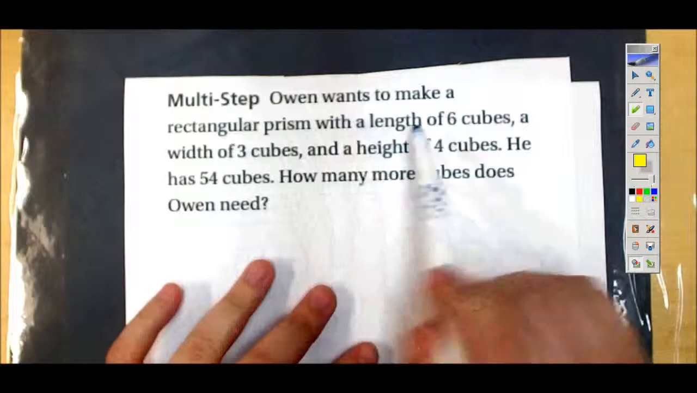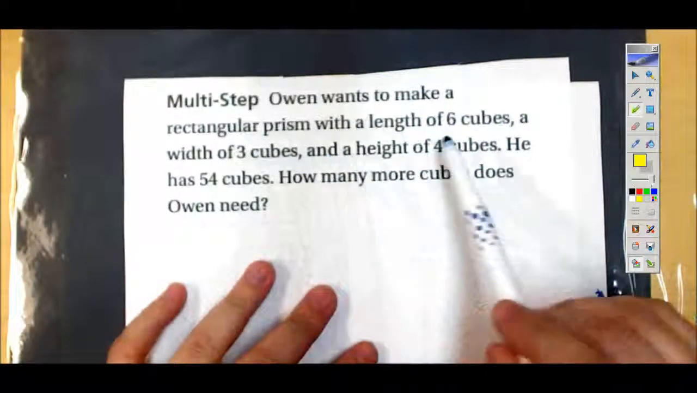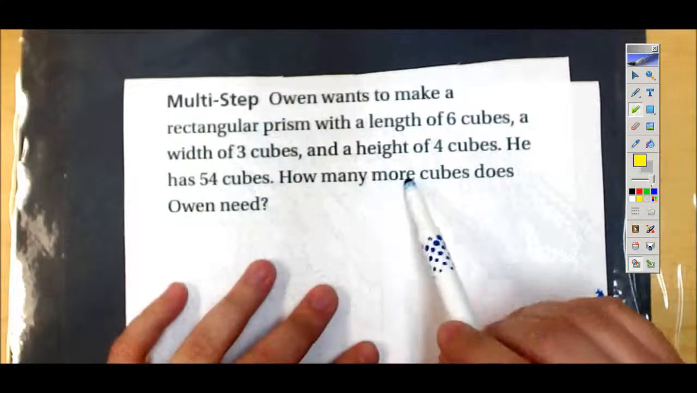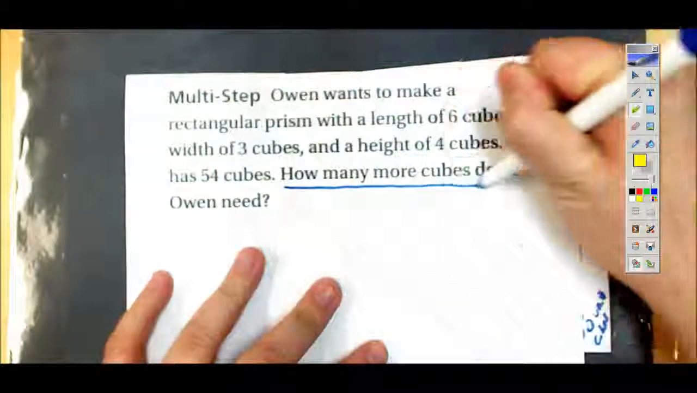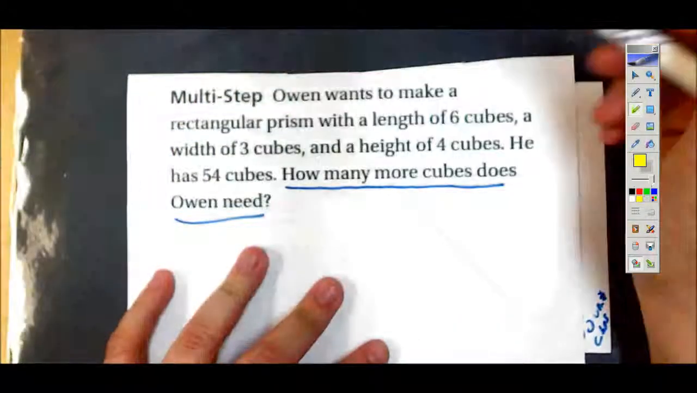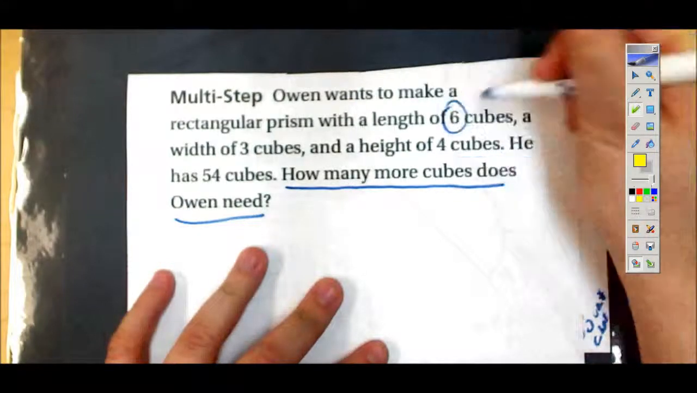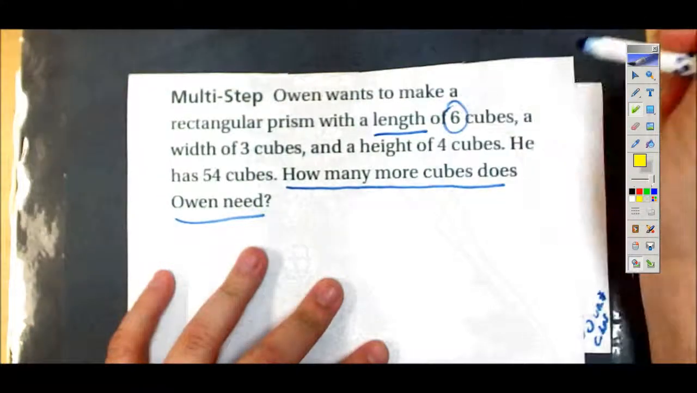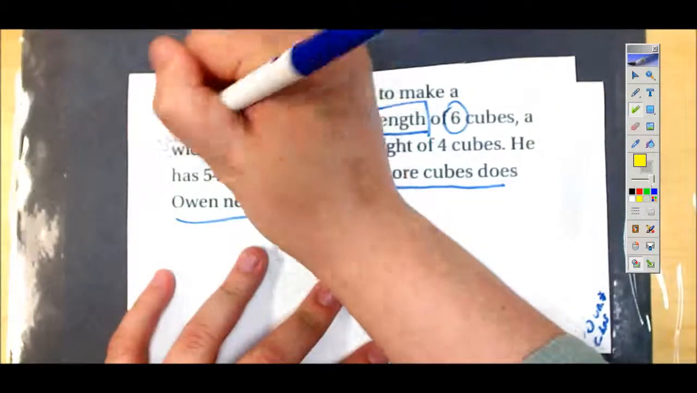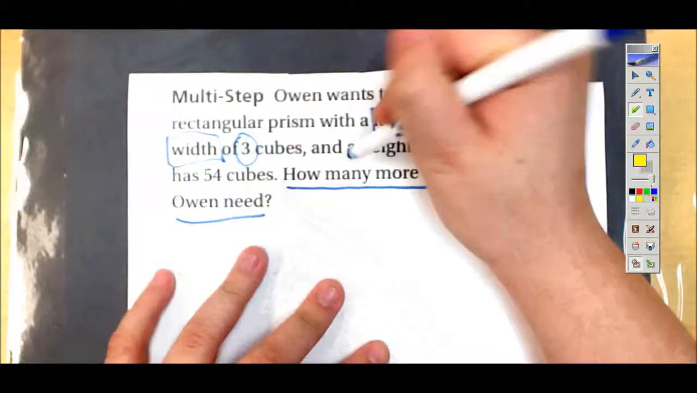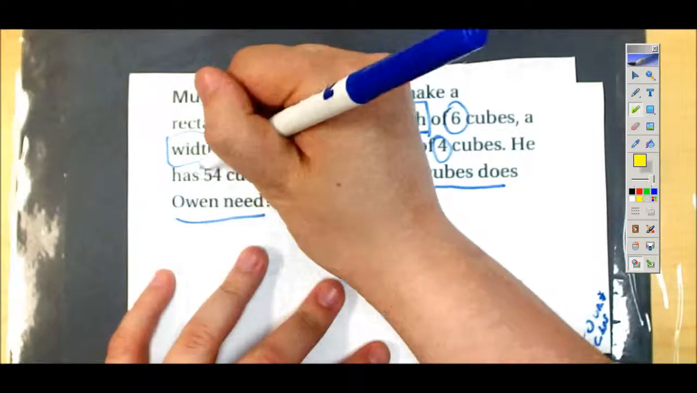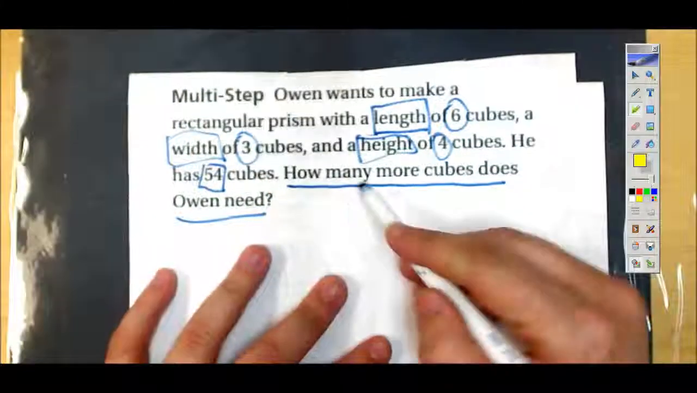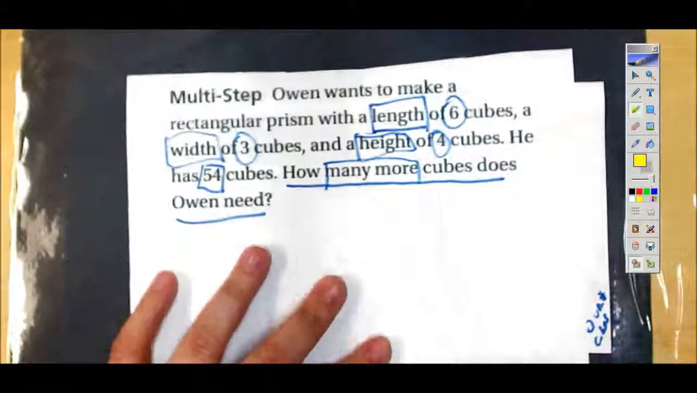Okay? So for this problem, it's multi-step. Owen wants to make a rectangular prism with a length of 6 cubes, a width of 3 cubes, and a height of 4 cubes. He has 54 cubes. How many more cubes does Owen need? So he has a length of 6 cubes, width of 3 cubes, and a height of 4 cubes, and he has 54 cubes. How many more cubes does Owen need?